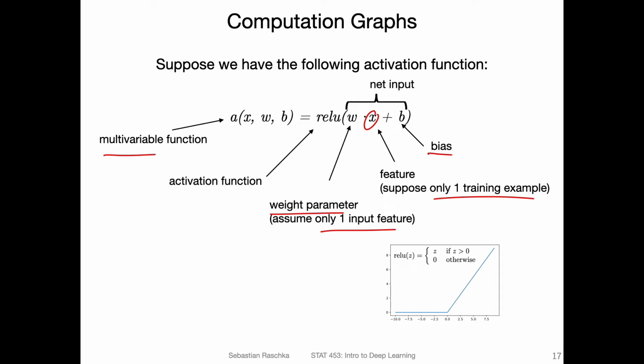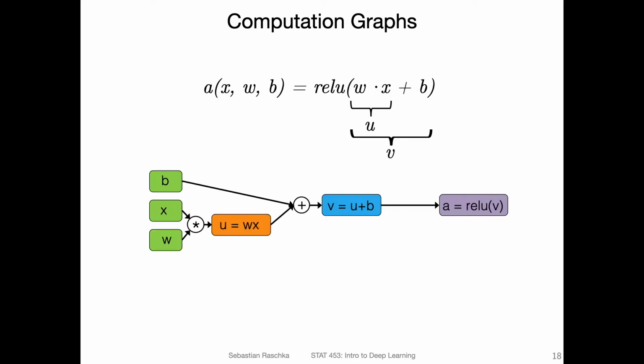As you recall, we usually calculate the net input, for example in Adaline, and then we pass it to an activation function. In this case, we use this ReLU function. So right now, we don't even have to think about neural networks if you don't want to. You can just think of it as a simple computation that we want to represent using a computation graph. So how would we do that? Here would be a computation graph of this function.